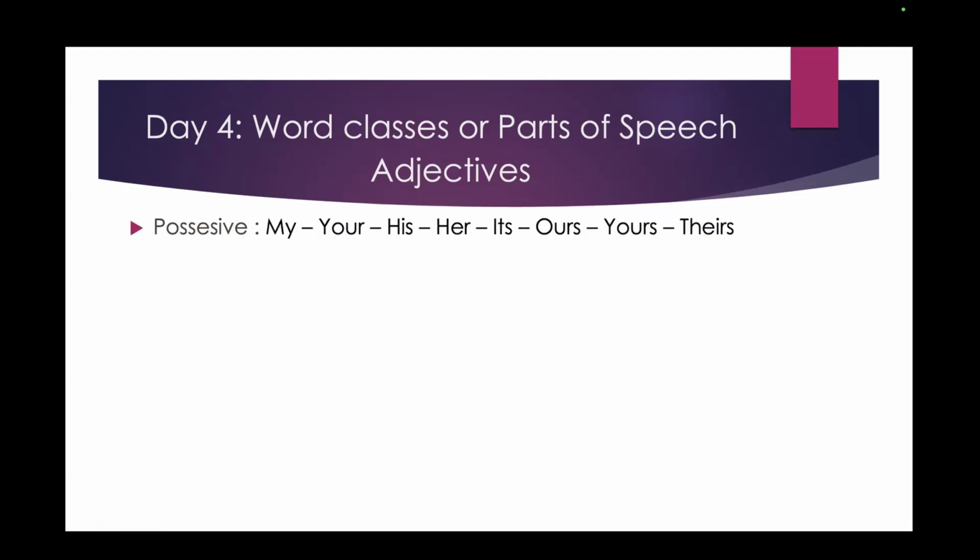And there are different categories of adjectives. One of those categories is the possessive one. So we can also modify a noun by using possessive adjectives. The possessive adjectives in the different forms are my, your, his, her, its, ours, yours, theirs. So, for example, my paper: this is a possessive adjective that is modifying the noun, which is paper in this case.